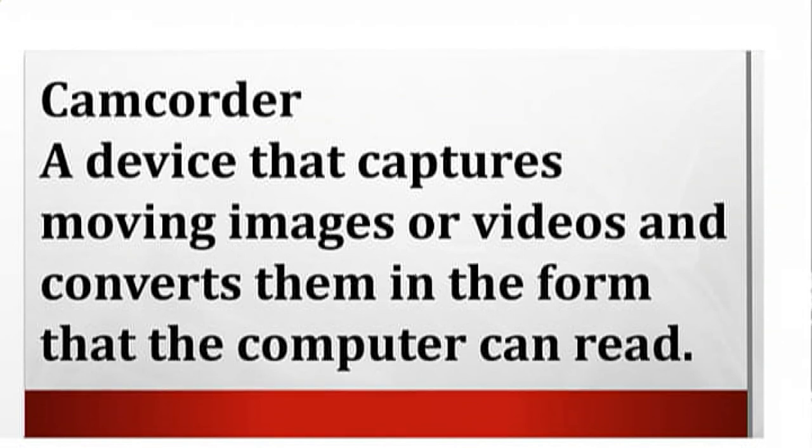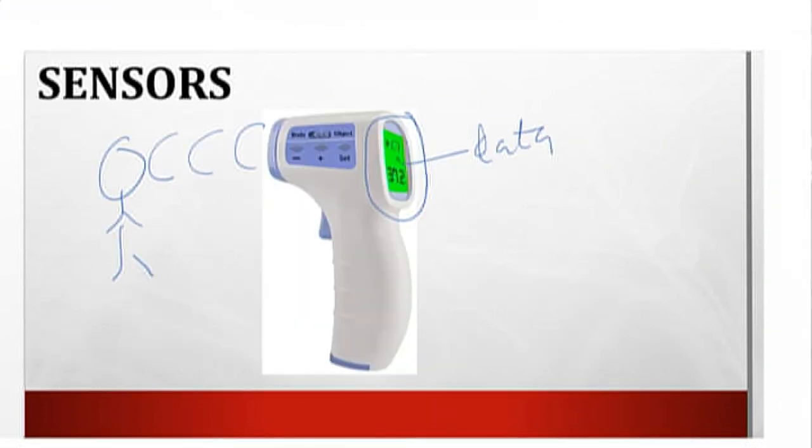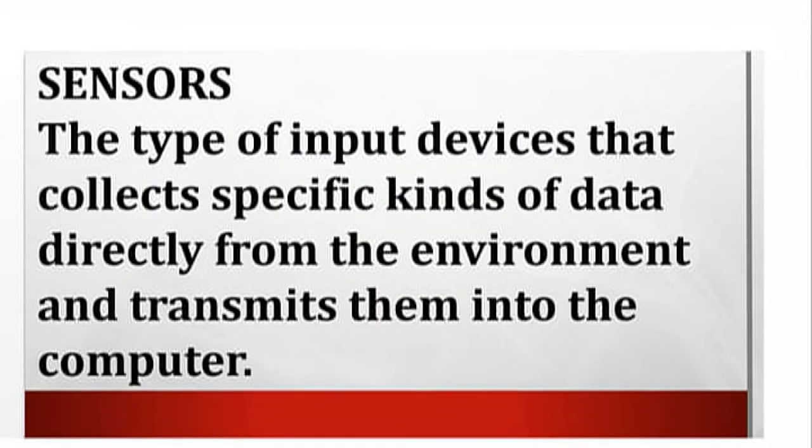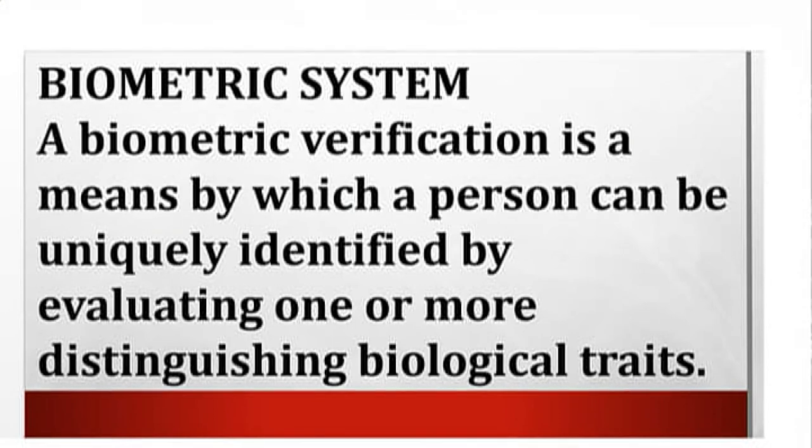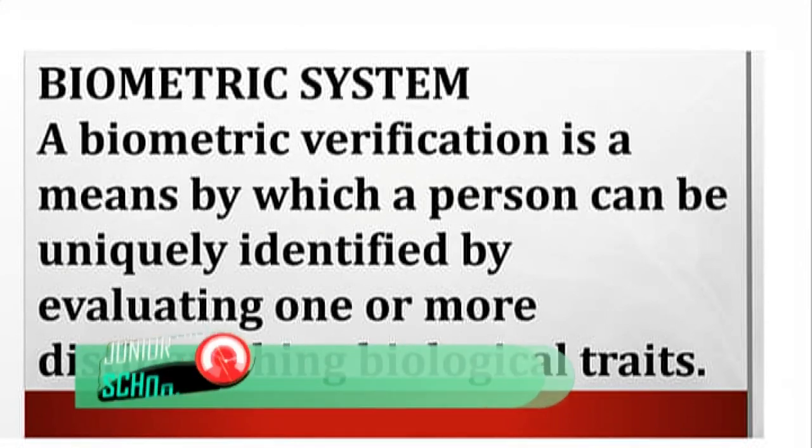We also saw our sensors as the devices that help us to collect a specific kind of data from the environment. The commonly used one now is our infrared thermometer gun. Then we also saw the biometric system, which helps to collect unique information from a particular person.